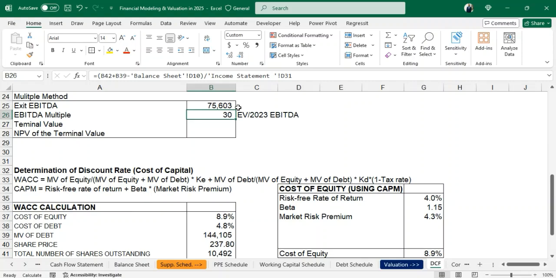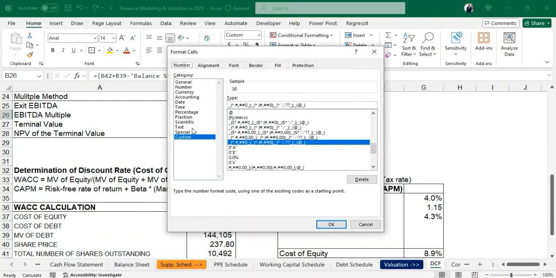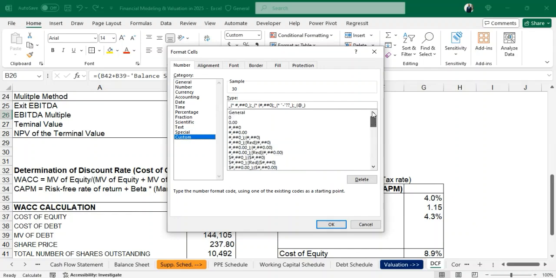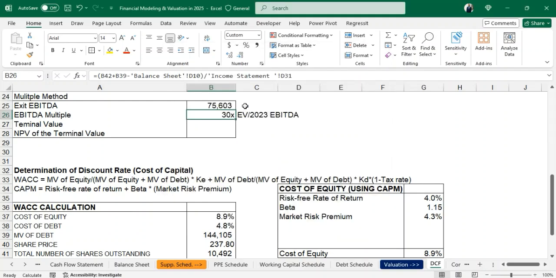As we already know, multiples are written in times. So in order to bring the times there, you can just hit Control 1, come to Custom, and under Custom, scroll up and select this 0 from here, and with the 0, bring quotes and times or X, close your quotes and hit enter. This will add the times to that particular multiple for us. So this is 30 times.